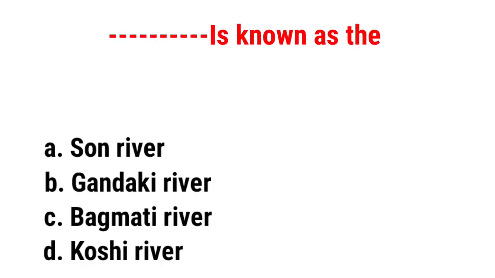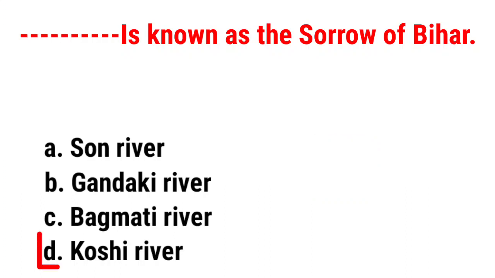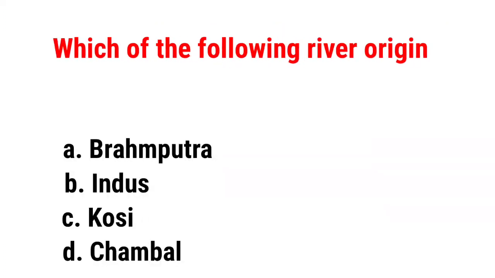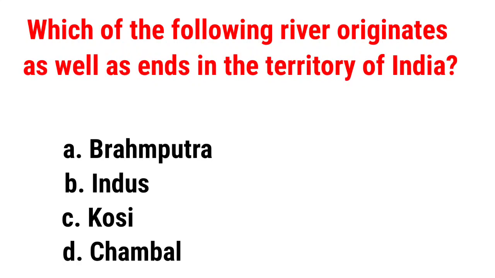Which river is known as the Sorrow of Bihar? Correct answer is Kosi River. Which of the following rivers originates as well as ends in the territory of India? Correct answer is Chambal.